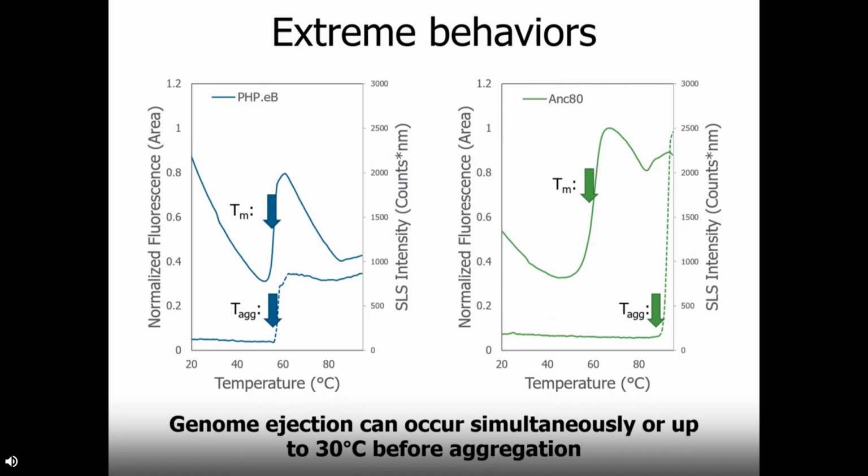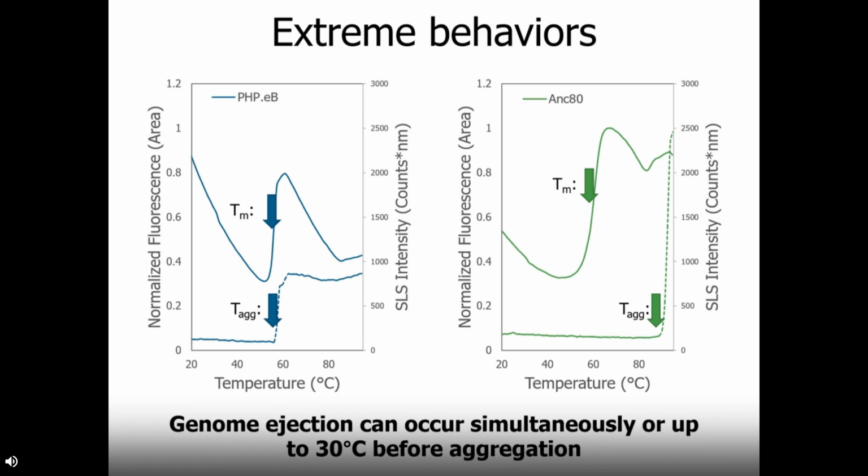If you check out a couple more interesting serotypes, you can see the extremes of these aggregation and genome ejection behaviors, where on the left we're looking at PHP.eB, and at the right we're looking at Anc80. And you'll notice these are pretty unique in that they're at extreme ends of the spectrum for the serotypes that we've tested. So with PHP.eB, the aggregation temperature lines up exactly with the genome ejection temperature. But with Anc80, it's actually the largest difference between those two behaviors that we've seen, where there's a 30 degrees Celsius gap between the genome ejection and aggregation behaviors.